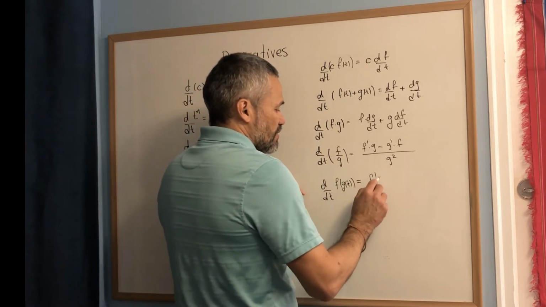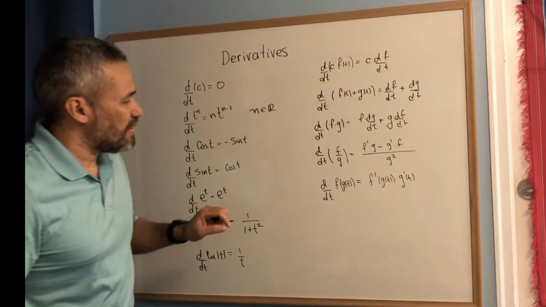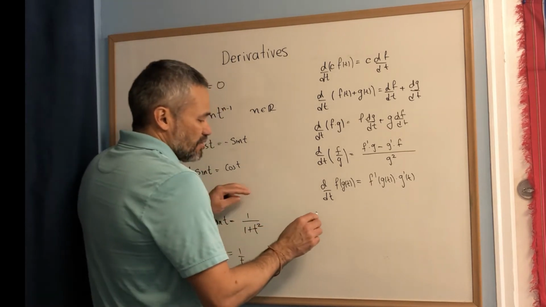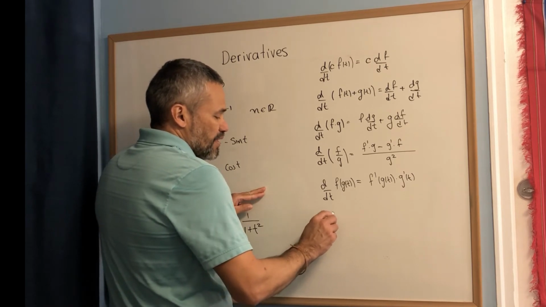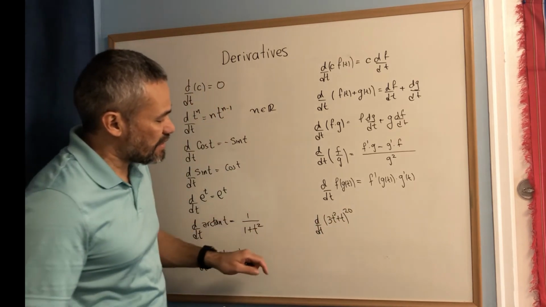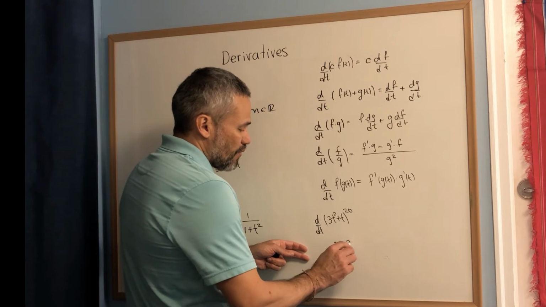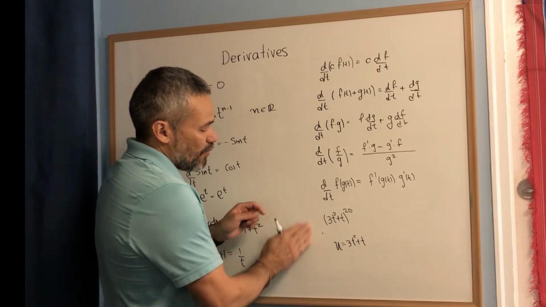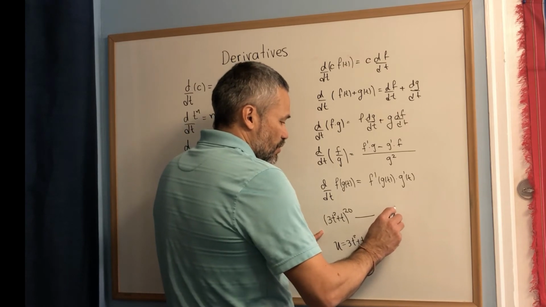It is f prime evaluated as g of t times g prime of t. Let's practice this one and we were going to view it in a slightly different way. Let's suppose that we want to compute the derivative with respect to t of (3t squared plus t) to the power of 20. Then the property says that if we can do a substitution, for example, u equal 3t squared plus t, in such a way that this is the function that we want to take the derivative of, then when we do this substitution, this is going to look like u to the 20.